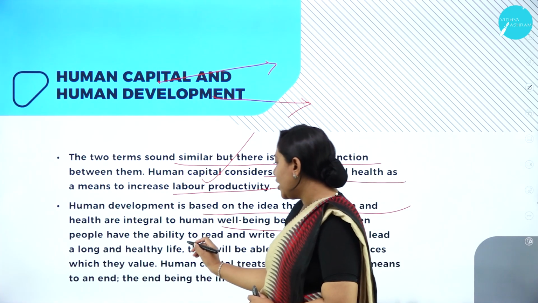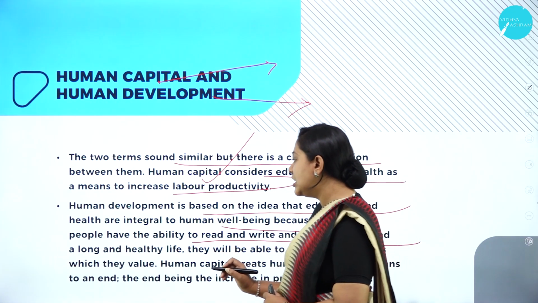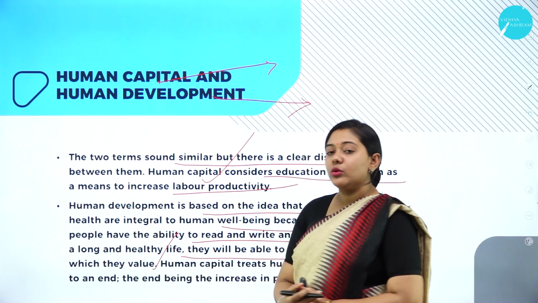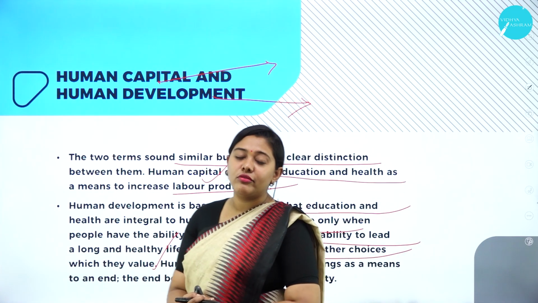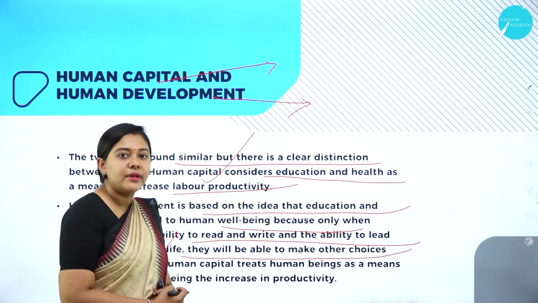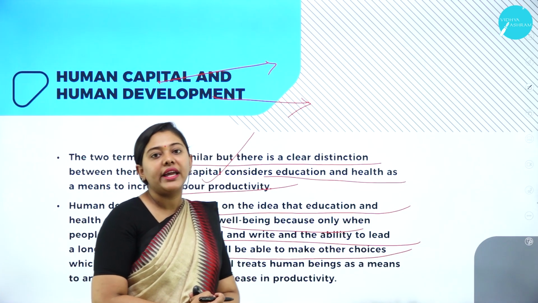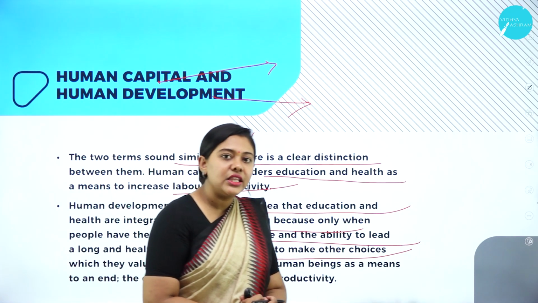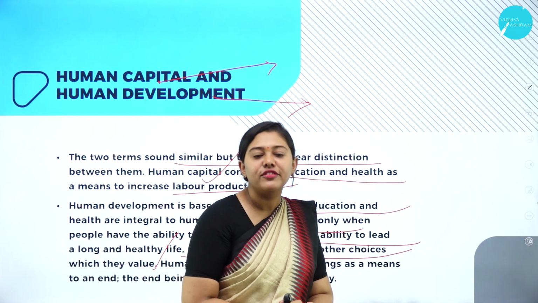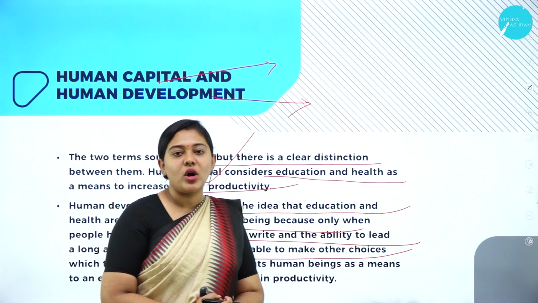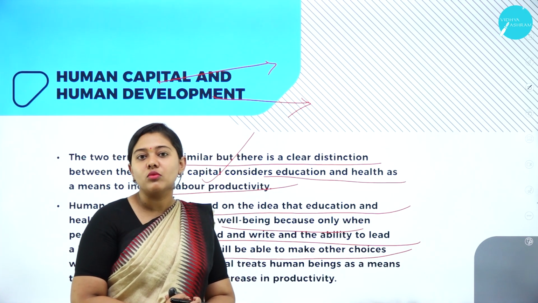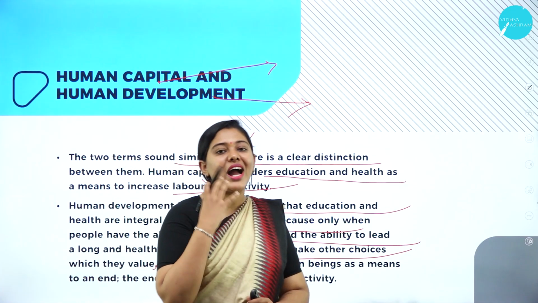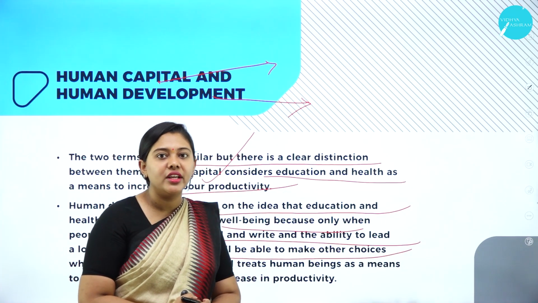Because only when people have the ability to read and write and the ability to lead a long and healthy life, will they be able to make the other choices which they value. Why are we talking about personal health and education? Because when they have a sound mind, only then can they think well and value the other choices. When you are healthy, when you are educated, when you are happy for yourself, then you can work for the country. When you are depressed, you're not interested in any other things.